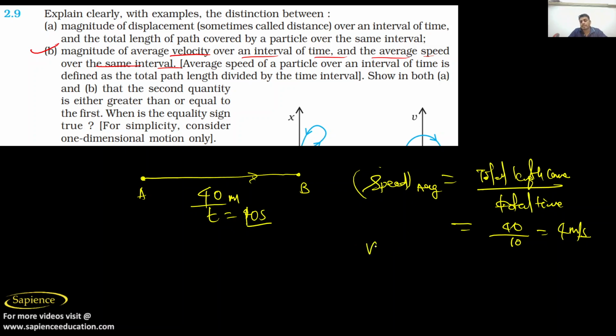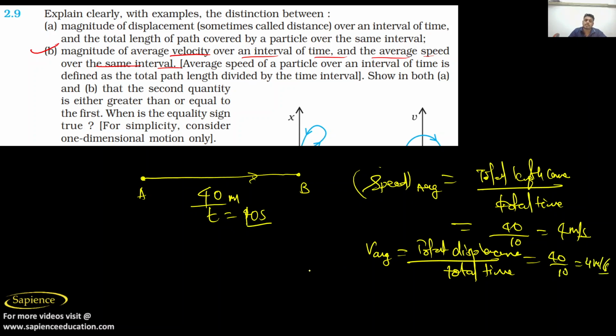If I talk about average velocity, v average, it will also be total displacement by total time. So tell me, total displacement is how much? This is your 40, and total time is your 10. So this will be 4 meter per second. So this is one case.